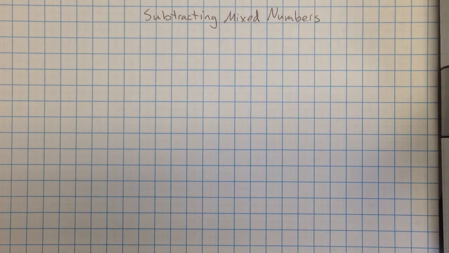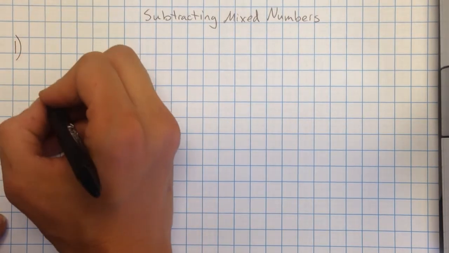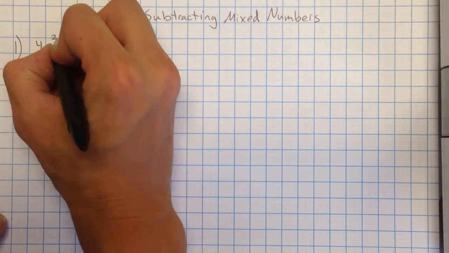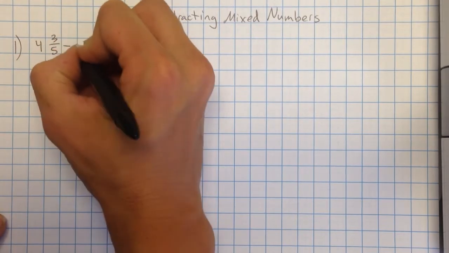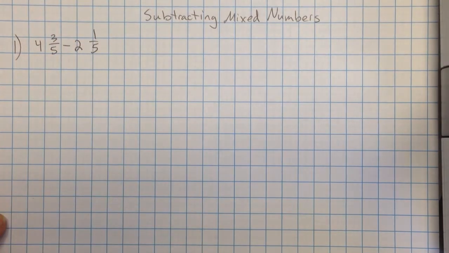All right, so we're going to look a little bit at subtracting mixed numbers, and specifically when we need to do borrowing or regrouping, or whatever you call that. Okay, so we'll start with one problem that's just kind of a straightforward one. So we'll say it's problem 1. If we had 4 and 3/5 minus 2 and 1/5, so these are mixed numbers. That means they have a whole number and a fraction as part of them.